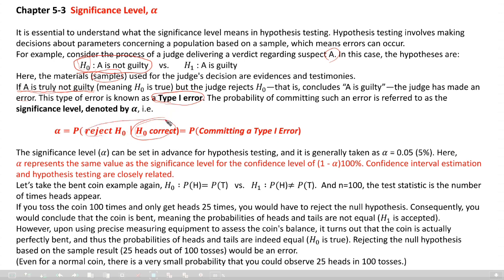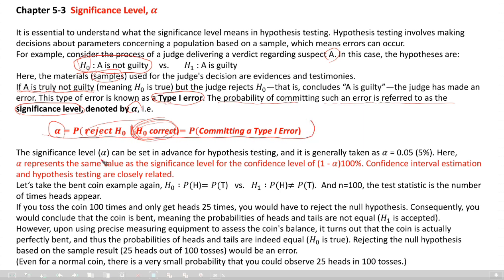Then what is the probability of a type 1 error? The probability of committing such an error is referred to as the significance level, denoted by alpha. Alpha equals the probability of committing a type 1 error. Committing a type 1 error means that even though H0 is correct, we reject H0. This is not that complicated, I think.